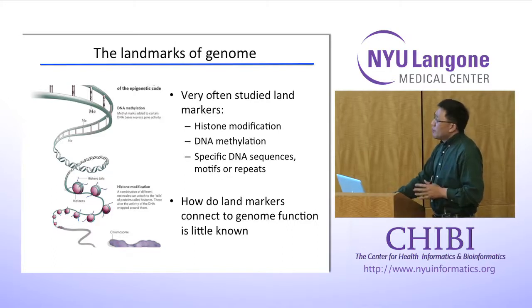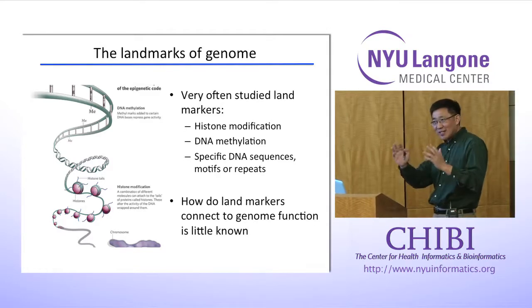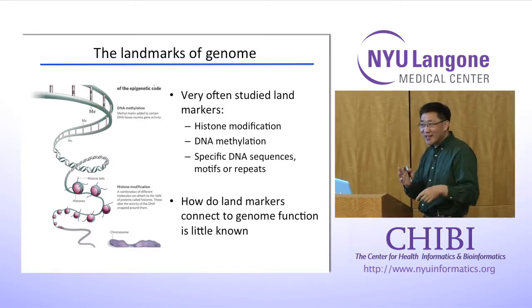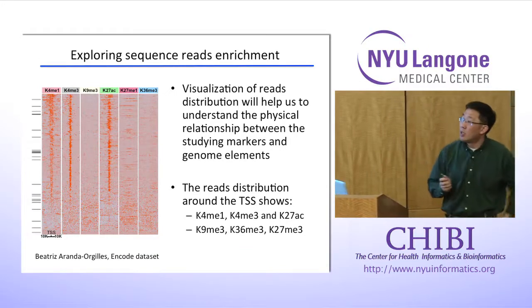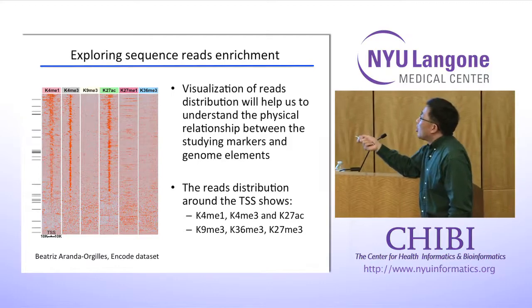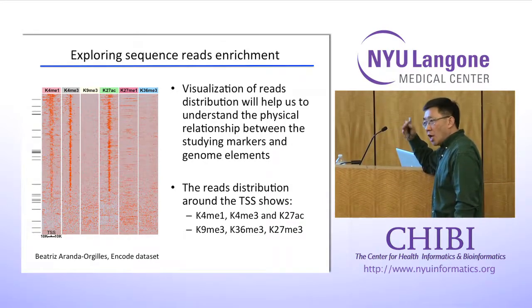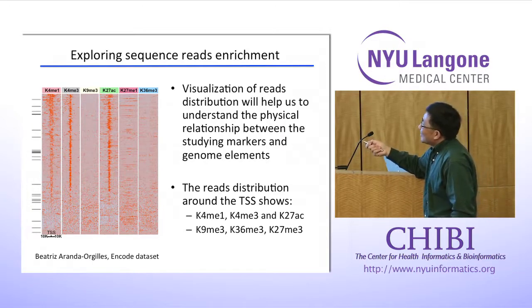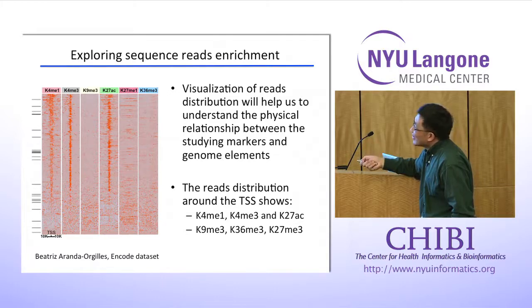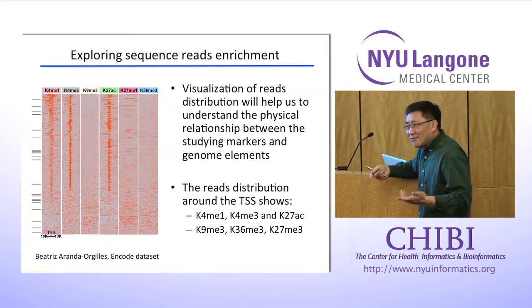All these genome elements and landmarkers are so important for your research project. Most of the time, when people are studying their genes or their proteins, they would like to know how the protein they are studying coordinates with these landmarkers or genome elements. Here, what we did is try to find out what type of histone modifications are near this transcription start site. We can see the histone markers K4ME1 and K4ME3 almost stick with the transcription start site, TSS. The others are a little bit fuzzy and don't form a very clear line.